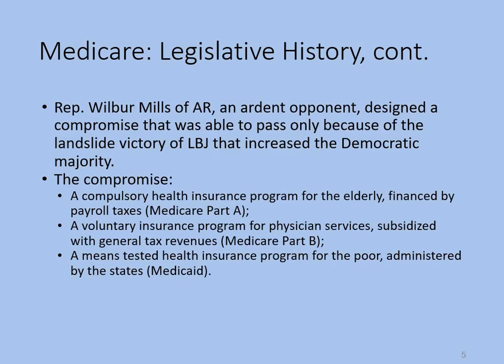The compromise was a compulsory health insurance program, compulsory, you have to pay this as you work, financed by payroll taxes, Medicare Part A, and a voluntary insurance program for physician services subsidized with general tax revenues, Medicare Part B. So again, Medicare, once you become 65, for the most part, is free. So you sign up and you get this. You have to make the decision whether you want to get Medicare Part B when you turn 65, and you have to pay for that, usually out of your Social Security.